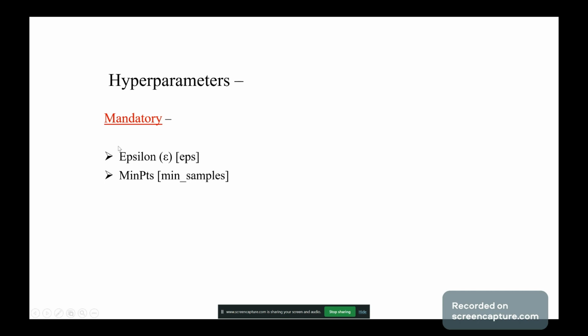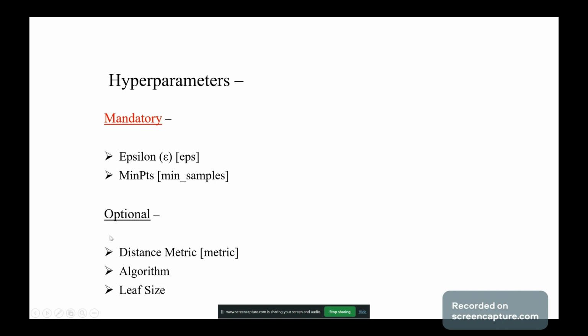And number two, min points, specifies the number of points required to form a dense region, also known as a core point. A data point is considered a core point if it has at least min points number of neighboring points within its epsilon neighborhood, including itself. Increasing the min points leads to denser clusters and may help filter out noise points. However, setting min points too high may result in smaller clusters or even prevent the algorithm from identifying any clusters.